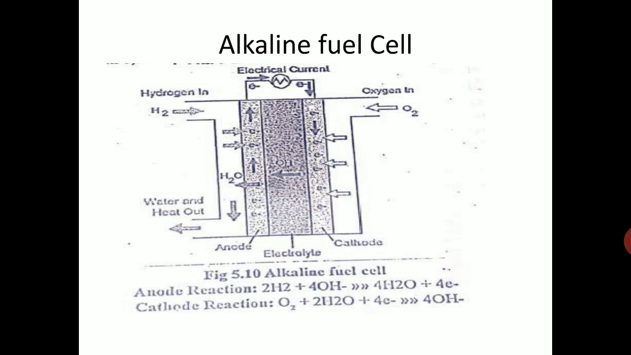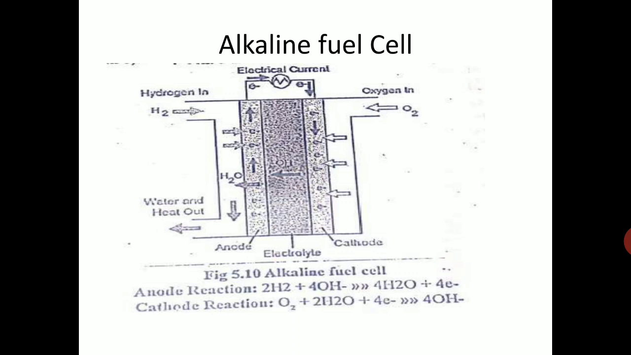So electrons are released from the anode, and in the cathode reaction where oxygen is supplied, oxygen plus the water produced in the anode, plus these electrons, gives rise to 4 OH, hydroxyl ions. So this way, this is a self-sustaining reaction.